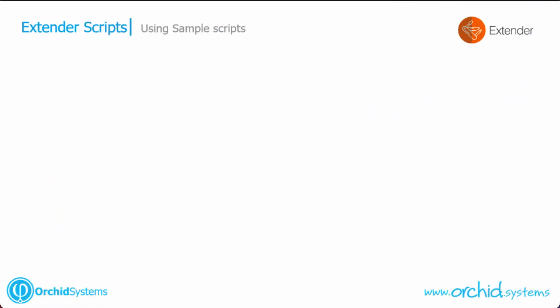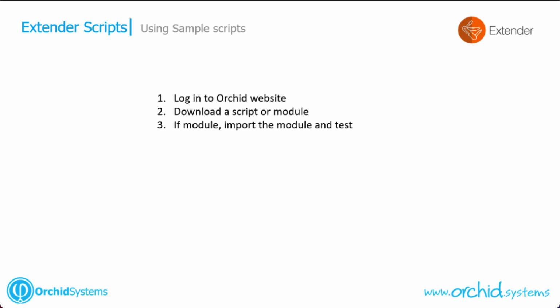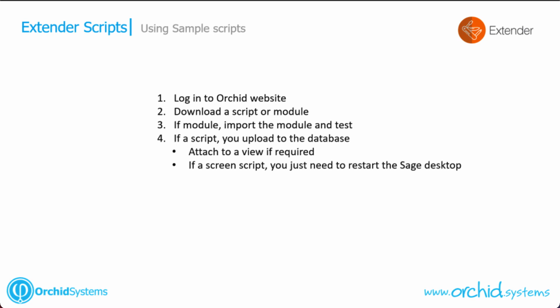To add more functionality to our scripts, we're going to start looking at using the sample scripts. Sample scripts are available on the ORCID website to registered Sage 300 business partners. You can download them; some are scripts, some are modules. If it's a module, you can import the module, configure it and start testing. If it is a script, you upload it to the database.